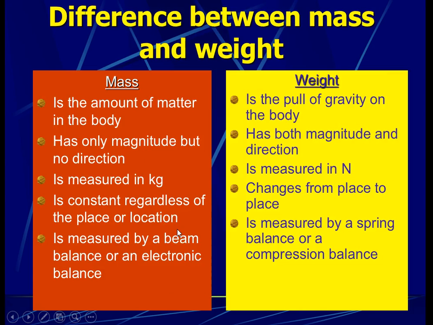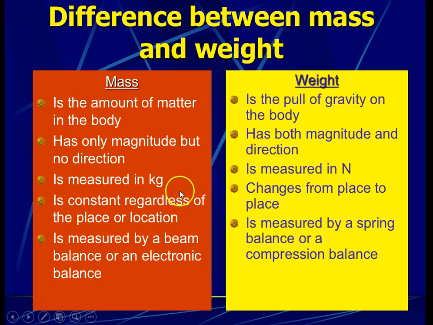So at this point, I think it will be good for all of us to understand the differences between mass and weight. First and foremost, always remember this: mass is not the same as weight. Mass is the amount of matter in a body, while weight is actually the pull or force of gravity acting on the body. Mass is a scalar quantity. It has only magnitude but no direction. But weight is a vector quantity with both magnitude and direction.